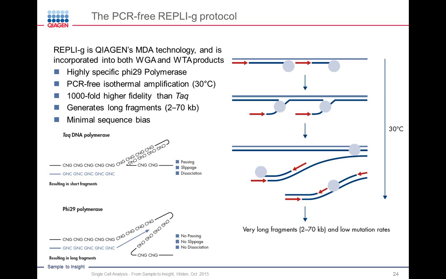Because once you've done anything to this single cell, you can't go back and measure it again. This is sort of the curse of it. Once you've measured it, it's gone. It's sort of a Schrodinger's cat type thing.